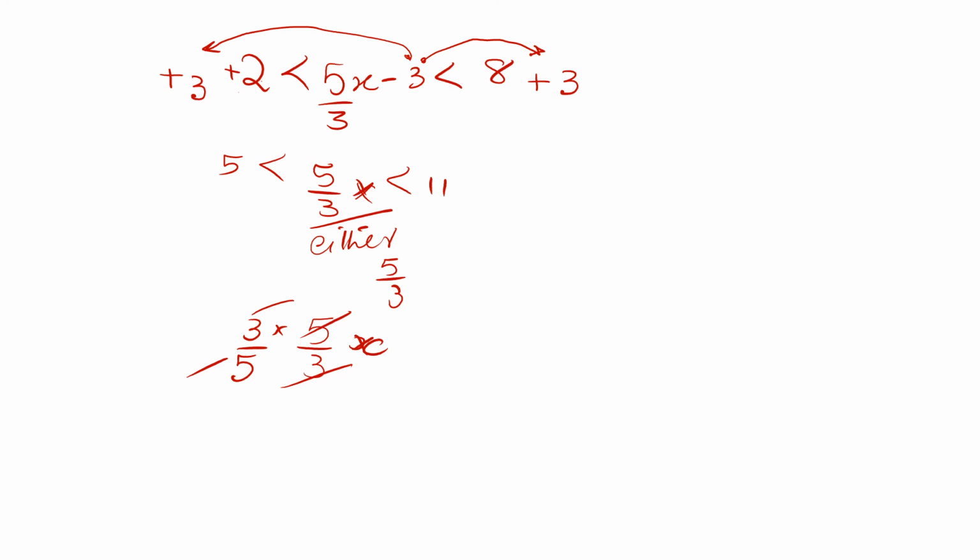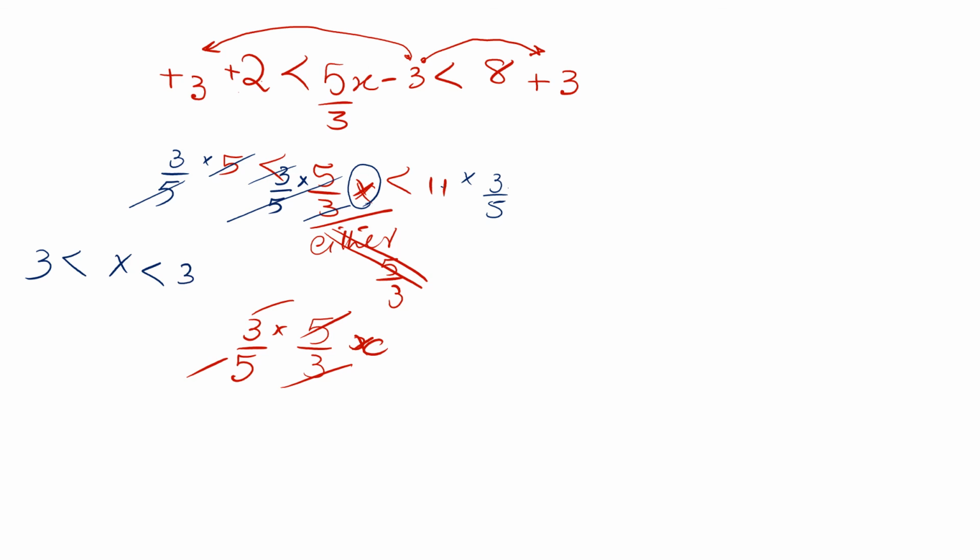So I think this is the best way to solve such kind of questions. So what do you do? On this side, in order to remove 5 over 3, you multiply by 3 over 5. Same thing you will do on the left hand side, and same thing you write 3 over 5 on the right hand side. So this will be cancelled. 5 with the 5, 3 with the 3. So here left only x. Now on this side you will have the 3, and on the right side 11 times 3, 33 divided by 5. So this is your answer.